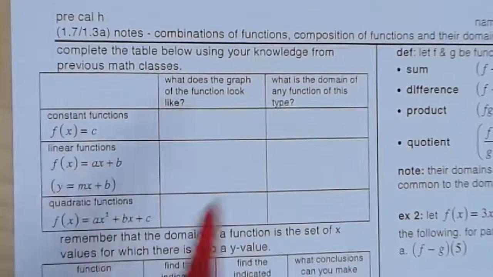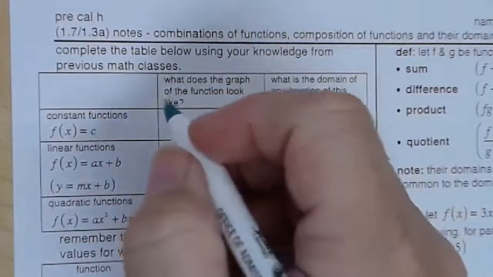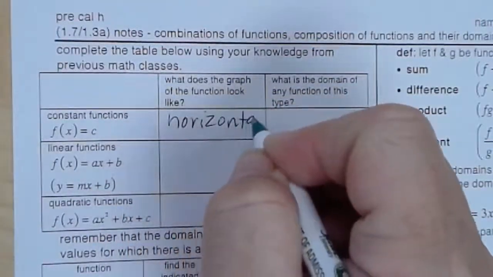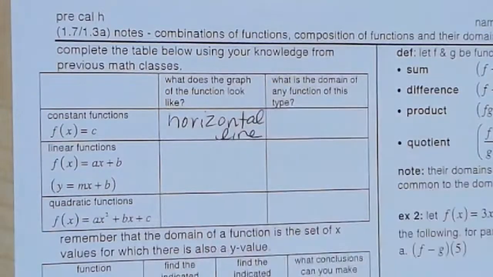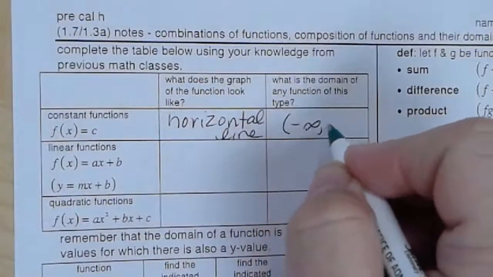So constant function, what does the graph of the function look like? We would say this looks like a horizontal line. Since it's a horizontal line, what is the domain of this function? It would go from negative infinity to infinity.